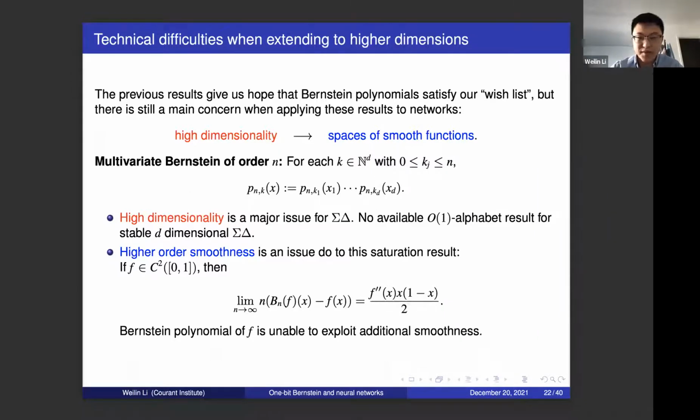It turns out we can circumvent both of these issues. So I won't talk about either in too much detail, but I'll just give you the bare essentials. So let's start with the sigma delta issue. How do we deal with high dimensionality for sigma delta?